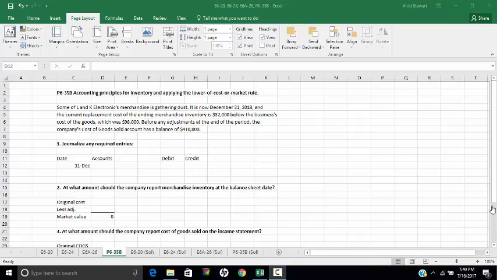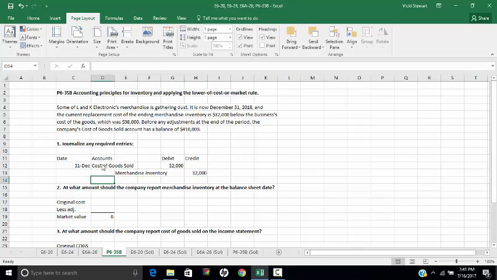Before any adjustments, at the end of the period, the company's cost of goods sold account has a balance of $410,000. In Part 1, it states journalize any required entries. So since the current replacement cost of the merchandise inventory is now $32,000 below the business's cost, under the lower of cost or market rule, we need to reduce the value of the merchandise inventory down to its current replacement cost. To do this, we're going to debit cost of goods sold for $32,000, and we're going to credit merchandise inventory for the same amount.